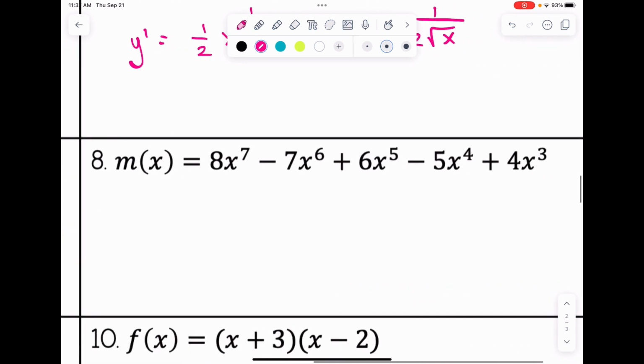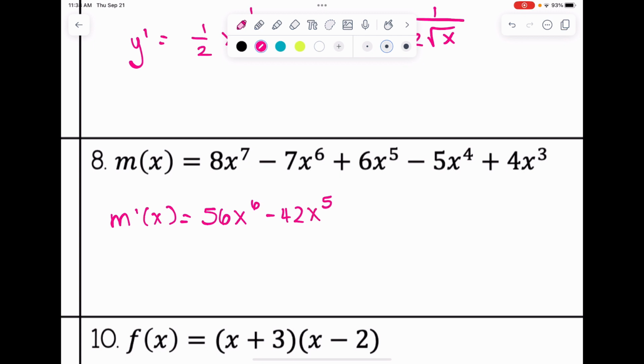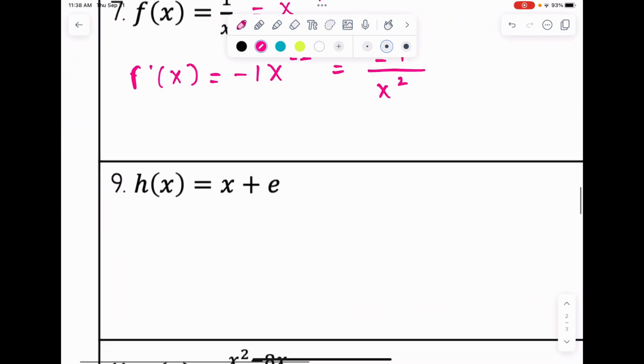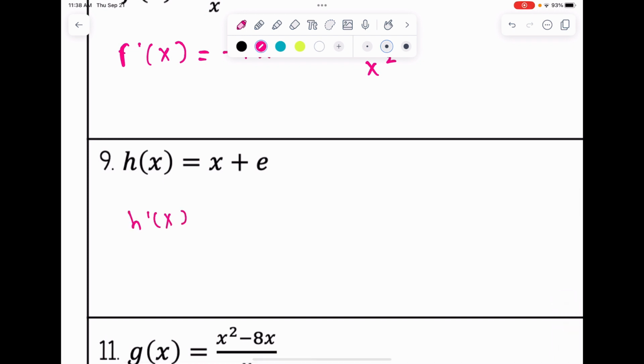Number 8, we have a very large polynomial, but we are going to just apply the power rule to each term individually. So 56x to the 6th minus 42x to the 5th plus 30x to the 4th minus 20x to the 3rd plus 12x squared. Number 9, the derivative of x is simply 1. E is another little trick there, just like the pi question before. This is a constant, so the derivative of it is 0.